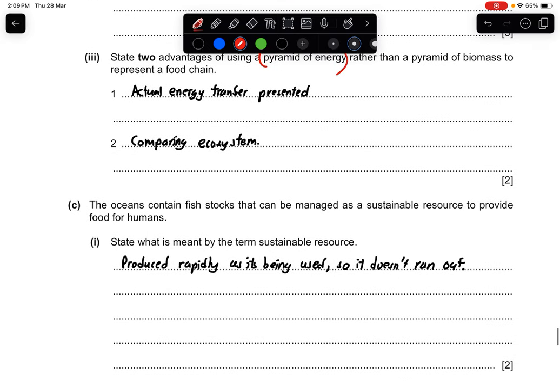And then C, the ocean contains fish stock that can be managed as a sustainable resource to provide food for humans. State what is meant by sustainable resource. So this is the definition that you must know. It is meant by producing as rapidly as it is being used so that it doesn't run out. Sustainable means for a longer time, and resource is the current raw resources that we have. As the resource is being used up, it needs to be produced faster so that we do not have a scarcity of that resource.